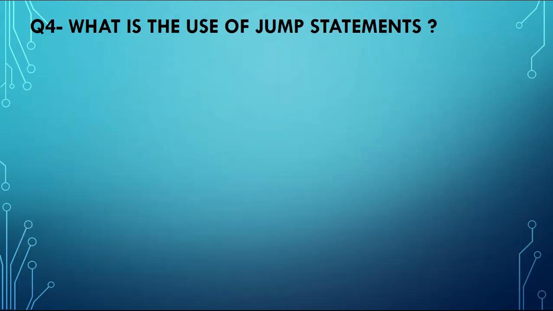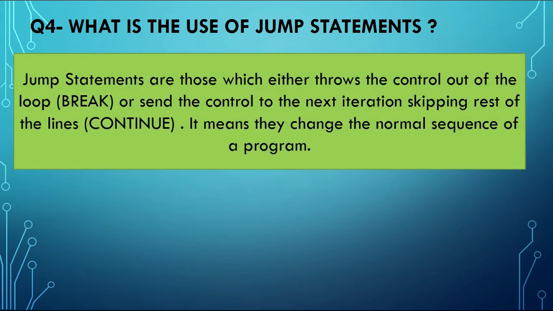Next question, what is the use of jump statements? So there are two jump statements, as you know, break and continue. Jump statements are those which either throw the control out of the loop, that is break, or send the control to the next iteration, skipping the rest of the lines, and that is the work of continue. It means they change the normal sequence of a program.